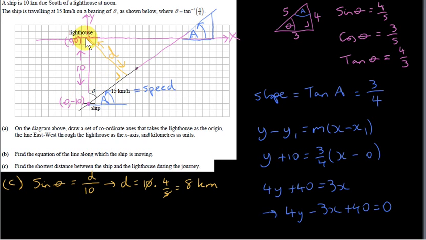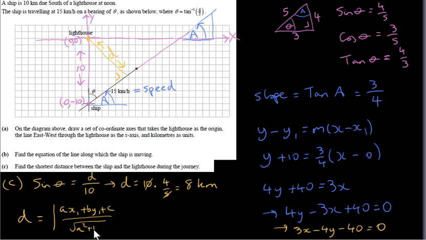The other way to do it would be to get the perpendicular distance of the point 0, 0 to this line here. So the perpendicular distance formula involves writing our line in the form Ax plus By plus C equals 0. I've actually just changed the signs, but you don't have to change them. I've written our x term first, then the y term, then the constant term. A is the coefficient of x, B is the coefficient of y, C is the constant term. The distance is given by the absolute value of Ax1 plus By1 plus C, divided by the square root of A squared plus B squared.